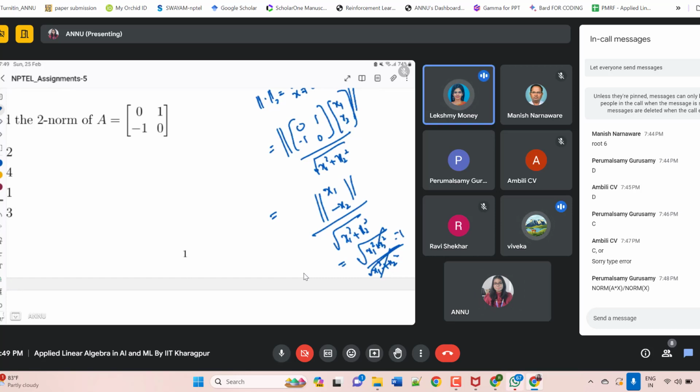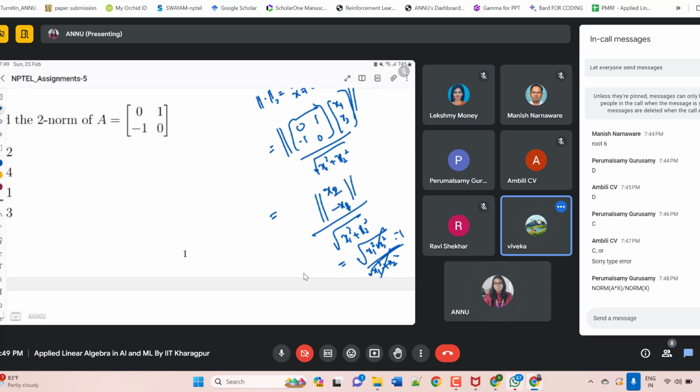Yes ma'am, how did you get the numerator to be the norm of x1 and minus x2? You multiply the column with this thing. So this is x2, sorry, this is x1. So I think it is clear now. Ma'am, I have a doubt.